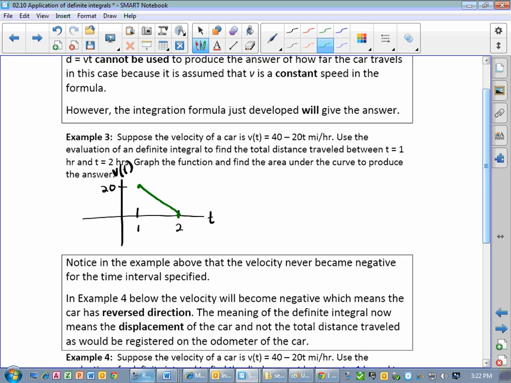And so we're finding the area bounded by t equals 1, t equals 2, and our function and the x-axis, or in this case the t-axis. So we've got the area of a triangle. So the integral from 1 to 2 of 40 minus 20t dt is equal to a half. Now the base here is 1, and the height is 20. So half times 1 times 20 gives us the total distance traveled of 10 miles.